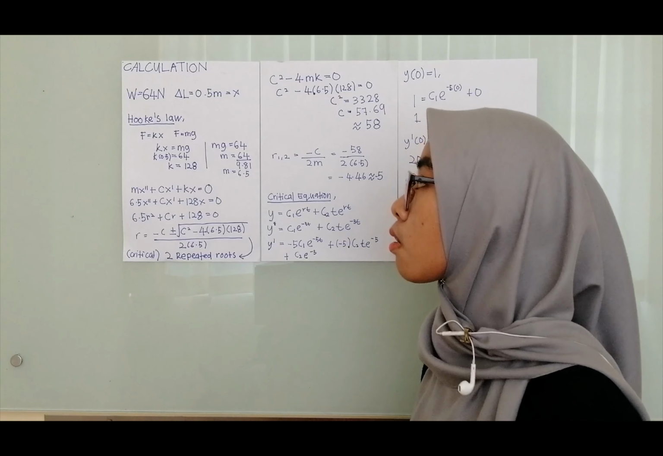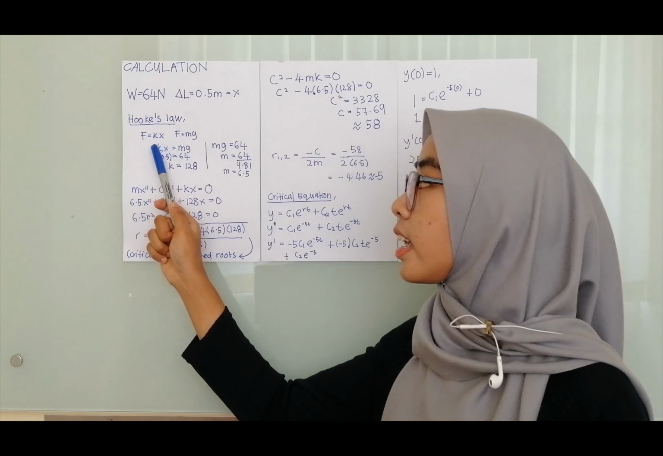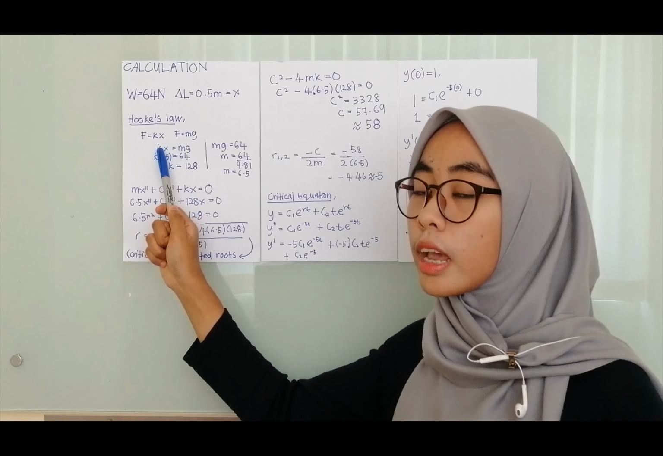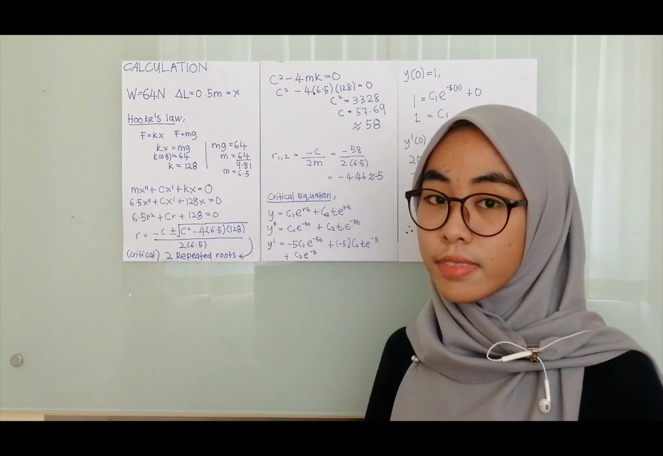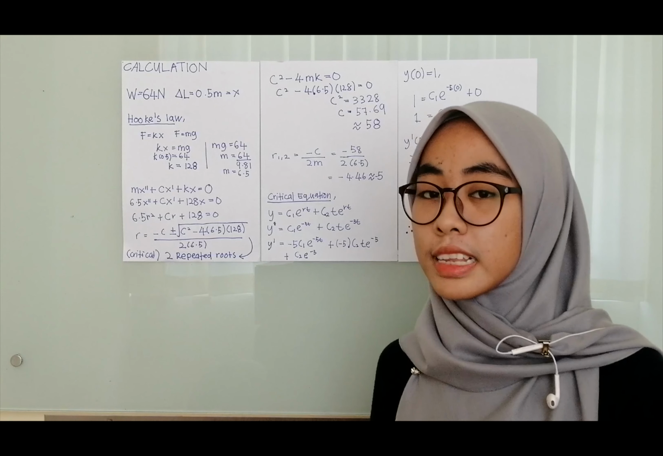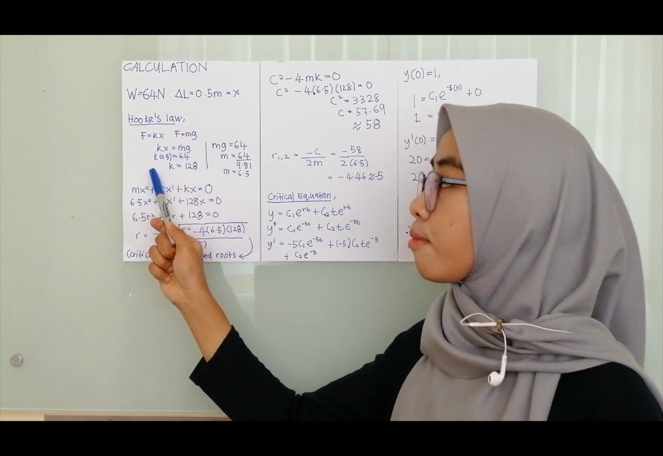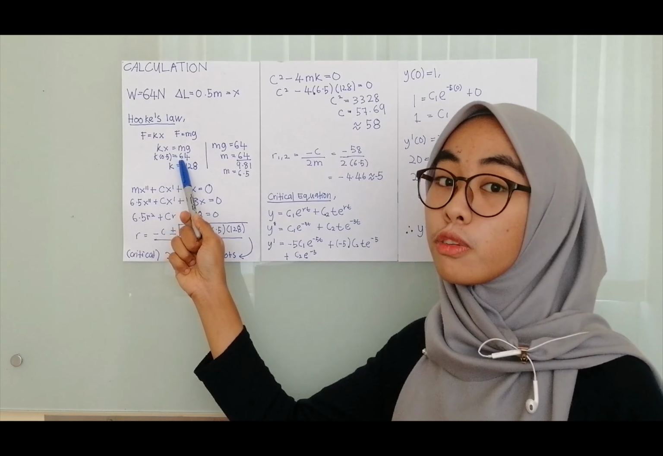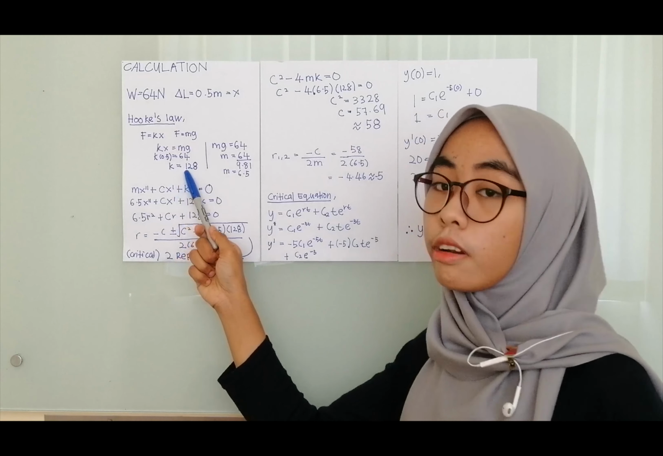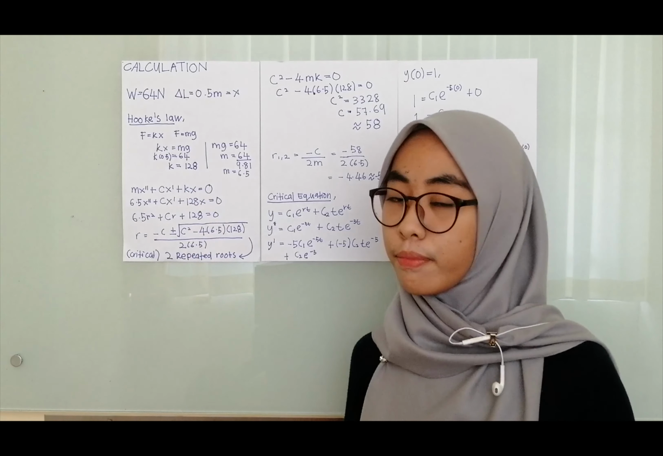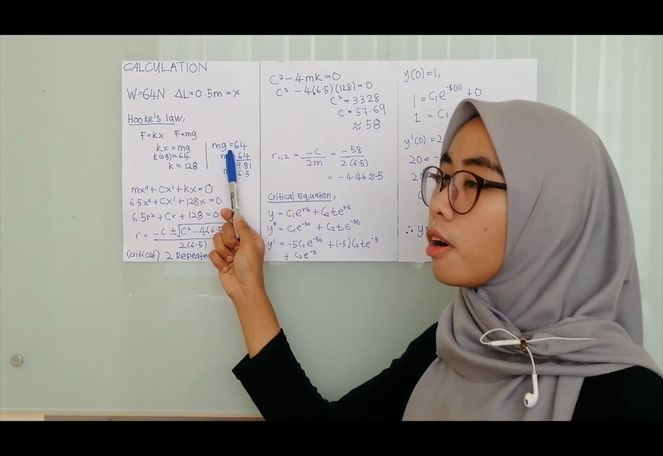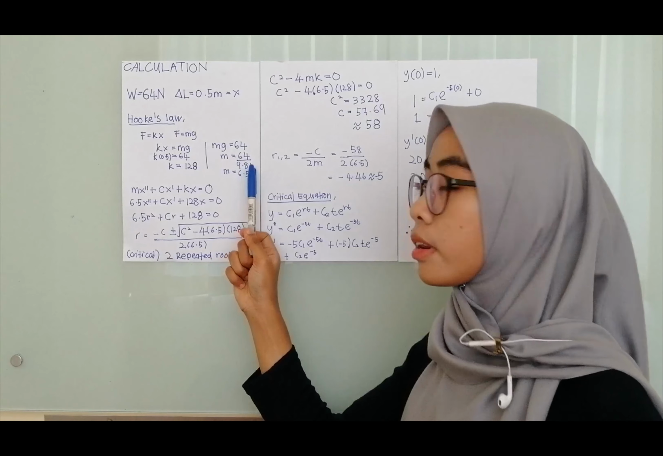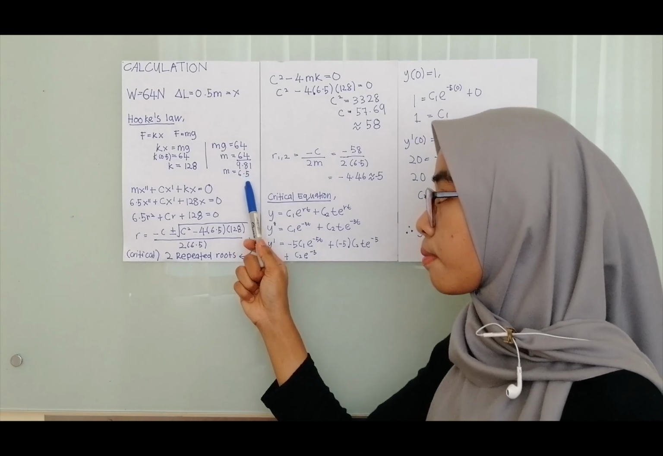Okay, according to Hooke's law, F is equal to kx, where k is the coefficient of the spring and x is the displacement or the spring change. At the same time, F is also equal to mass times gravity. To find k, substitute x equal to 0.5 meter and F equal to 64 Newton, and then we got k equal to 128. And to find m, mg is equal to 64, so mass is 64 divided by the gravity, which is 9.81, and we got mass 6.5.